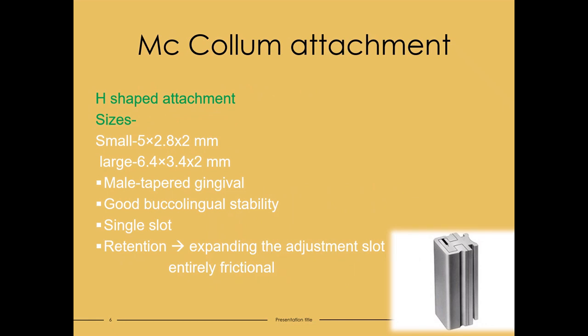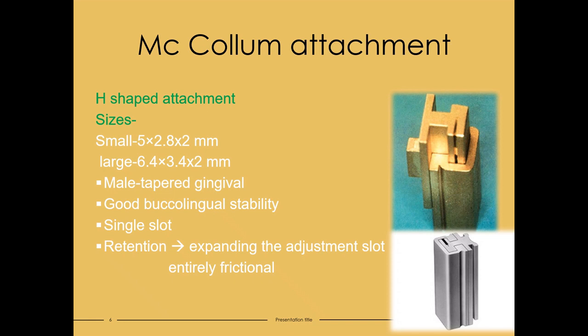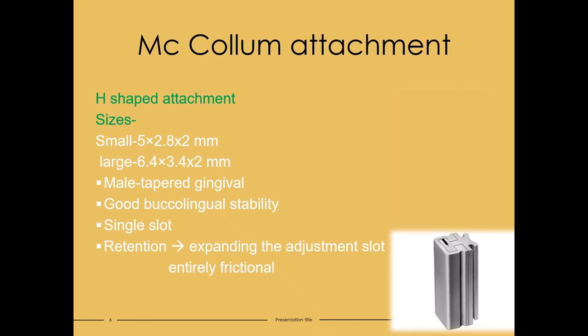The McCollum attachment is an H-shaped attachment, similar to the Chrisman attachment, with a vertical groove on the buccal side. You can see a vertical groove present on the buccal side of the male component. It is available in two sizes, the small and the bigger one. The male component is tapered at the gingival aspect to facilitate ease of insertion into the female. The attachment offers excellent buccolingual stability, and the retention is adjustable by expanding the adjustment slot present in the face of the female.